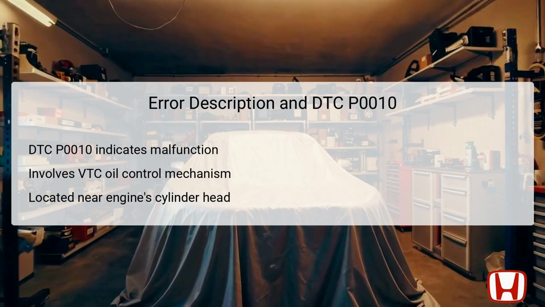Typically, the VTC oil control solenoid valve's location is situated at the top of the engine, near the cylinder head, where it can directly affect valve timing. When the engine control module, ECM, detects an issue with this valve, it generates the DTC P0010, indicating a need for immediate inspection and correction. Hence why this guide is essential for effective diagnostic and repair processes.